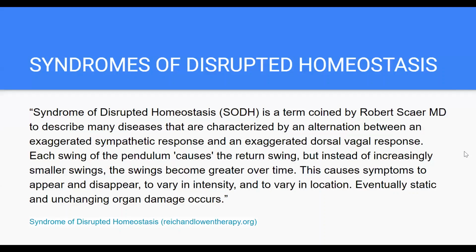Syndromes of disrupted homeostasis is a term coined by Robert Scaer to describe many diseases that are characterized by an alternation between an exaggerated sympathetic response and an exaggerated dorsal vagal response. Each swing of the pendulum causes the return swing, but instead of increasingly smaller swings, the swings become greater over time, and this causes symptoms to appear and disappear, to vary in intensity, and to vary in location. Eventually, static and unchanging organ damage occurs.